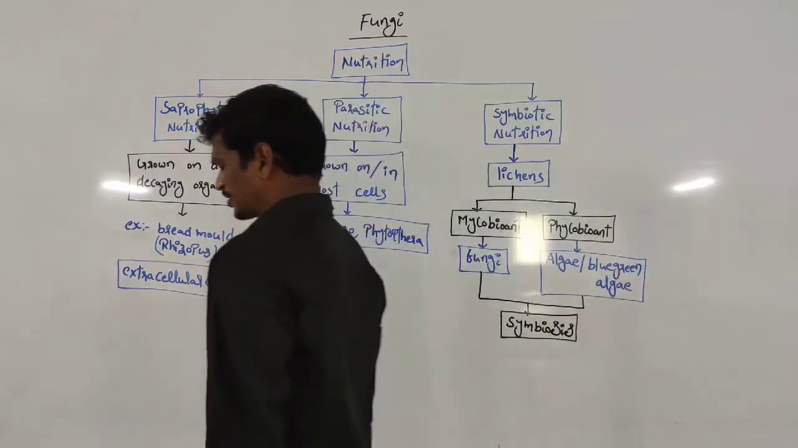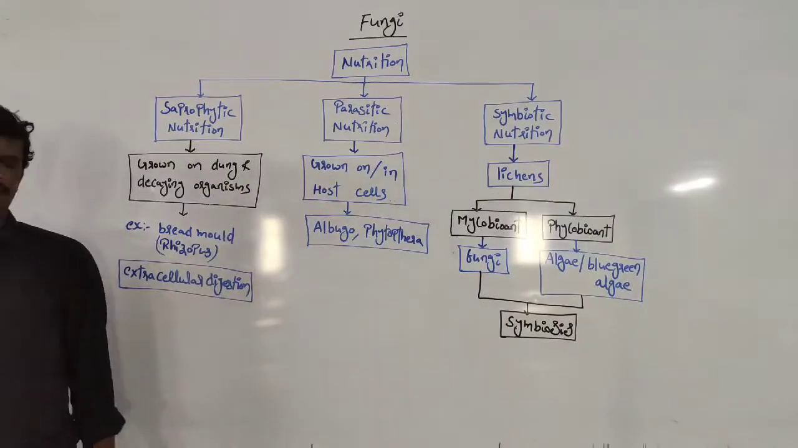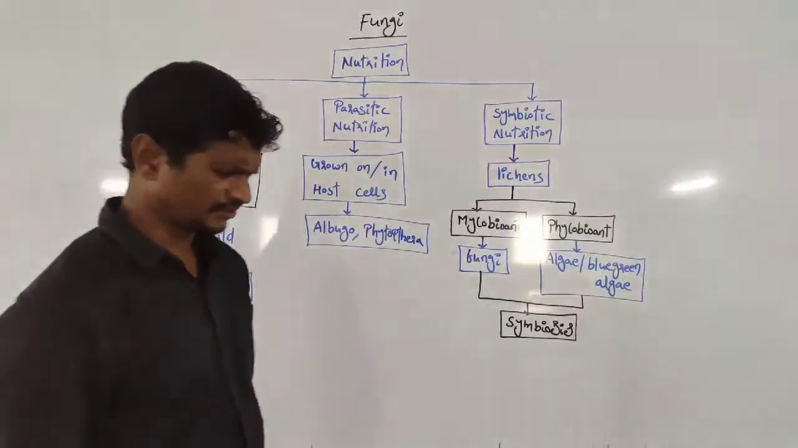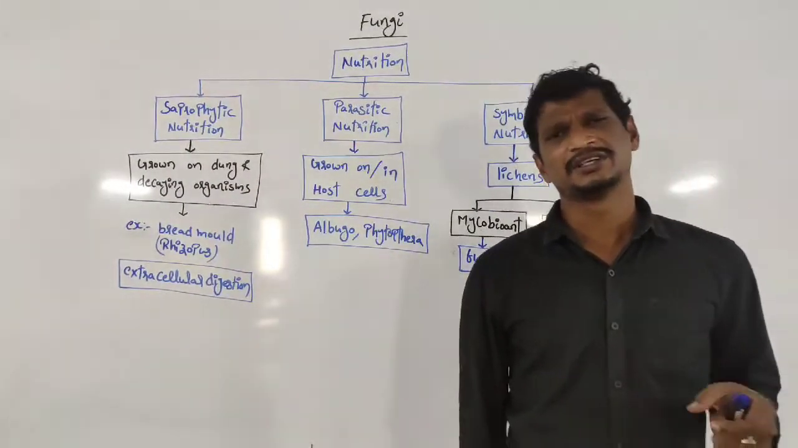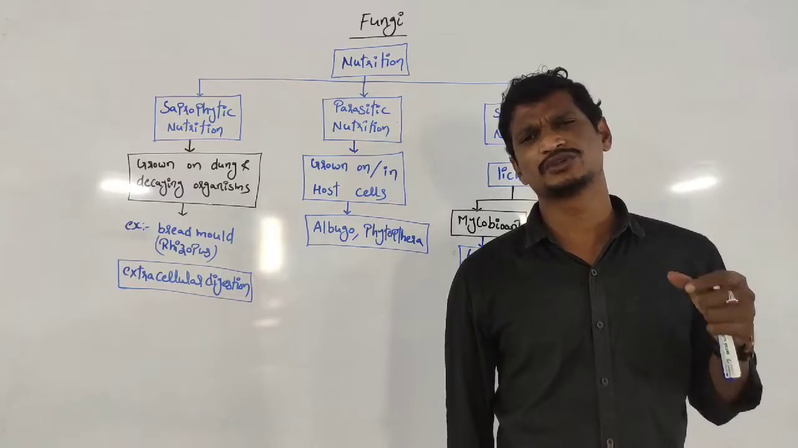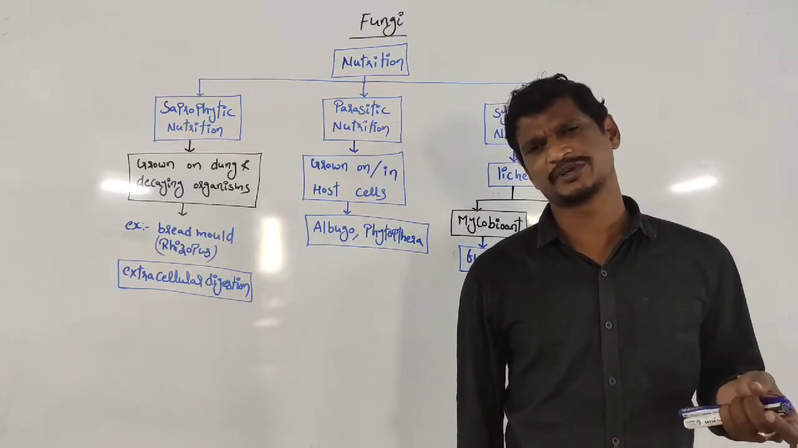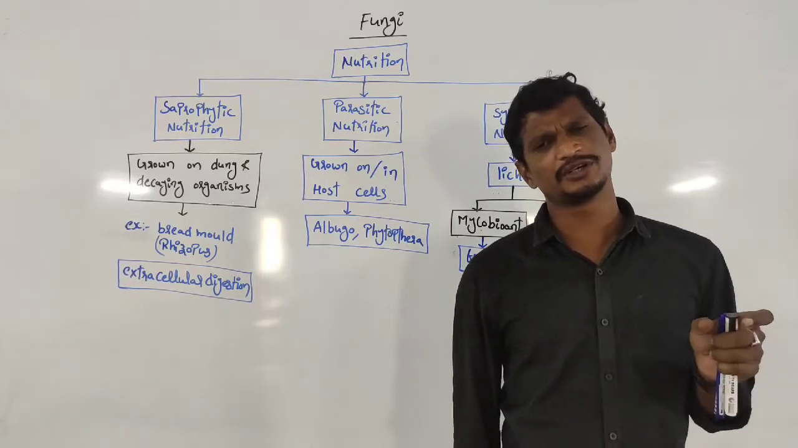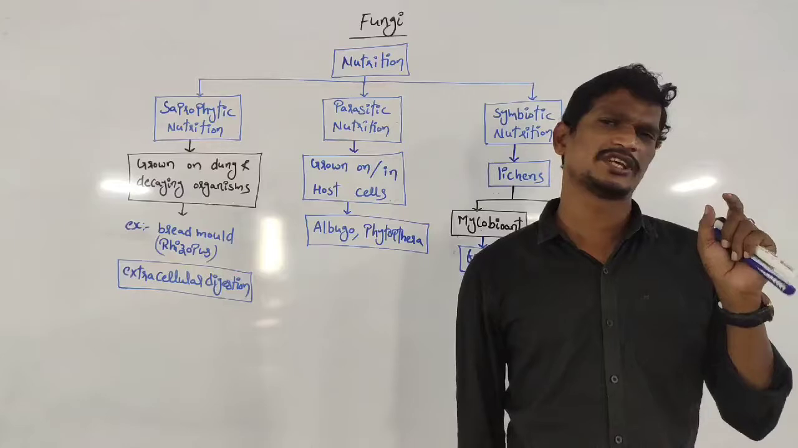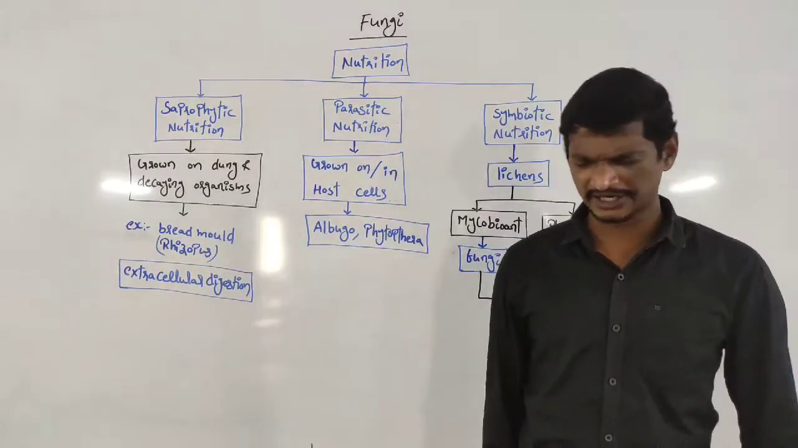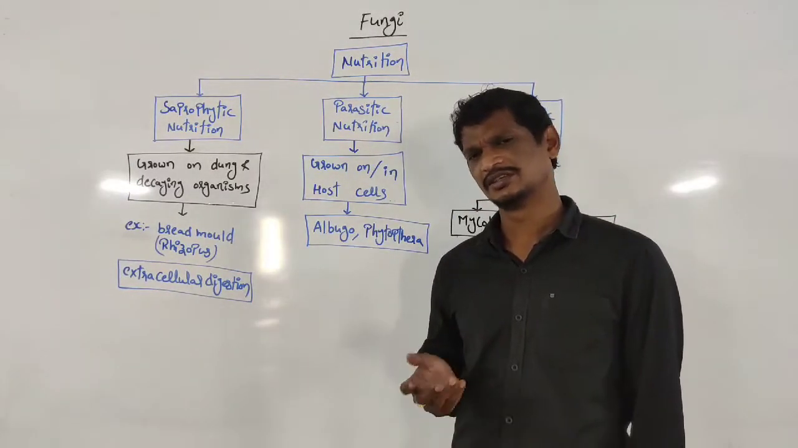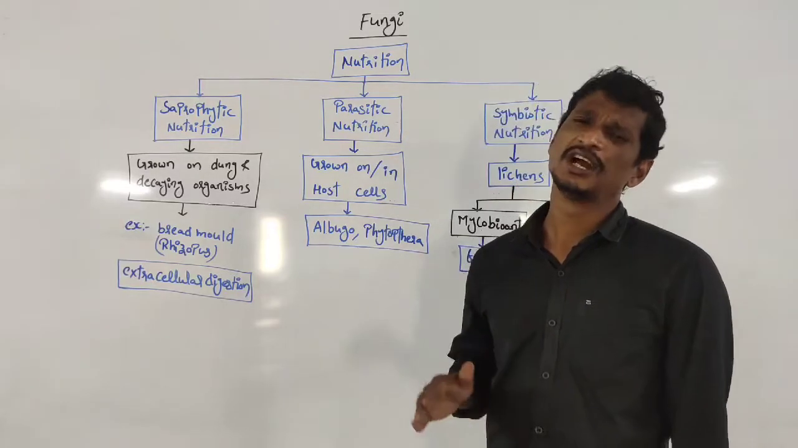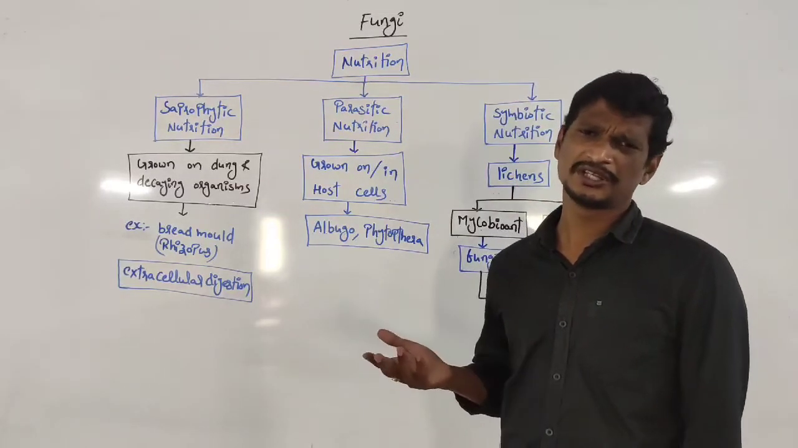Coming to the next class, it is the nutrition in fungi. We already know about the nutrition process. If we have to choose a single option for the nutrition of the fungi, no doubt about it, choose saprophytic nutrition. What type of nutrition is basically seen? Saprophytic nutrition.